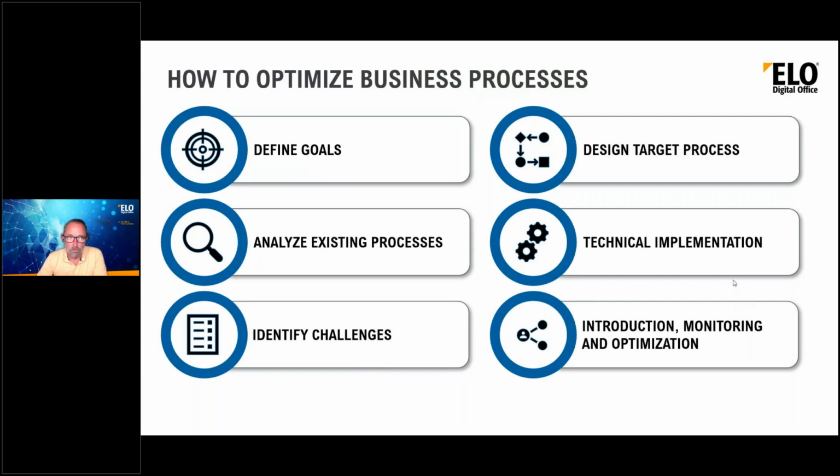So with these 6 points, which sound very easy but can take a long time, you can optimize your business processes. And the long time is needed for the analyzing of the existing processes and the identification of the challenges. So, how to optimize business processes? In this overview, we don't have to do many things in the ELO ECM suite. So it's more optimization of business processes.